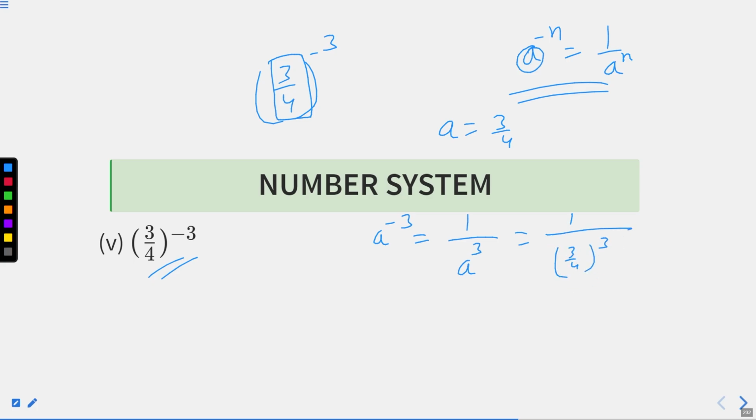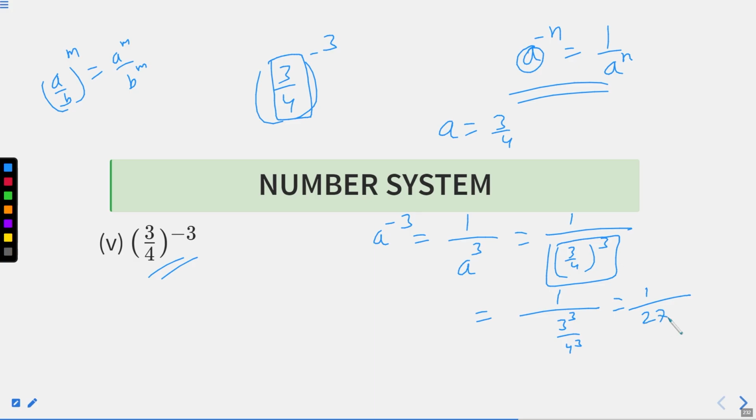So I can now distribute the power by using (a/b)^m = a^m / b^m, which further equals 1 by 3 cube by 4 cube, which is 1 by 3 times 3 times 3, which is 27, and 4 times 4 times 4, which is 64.